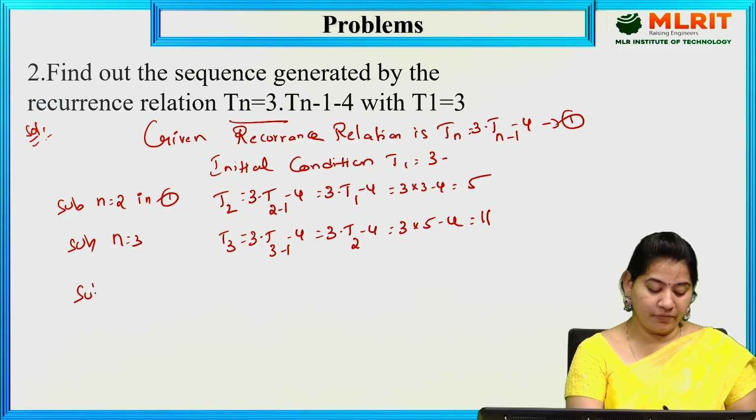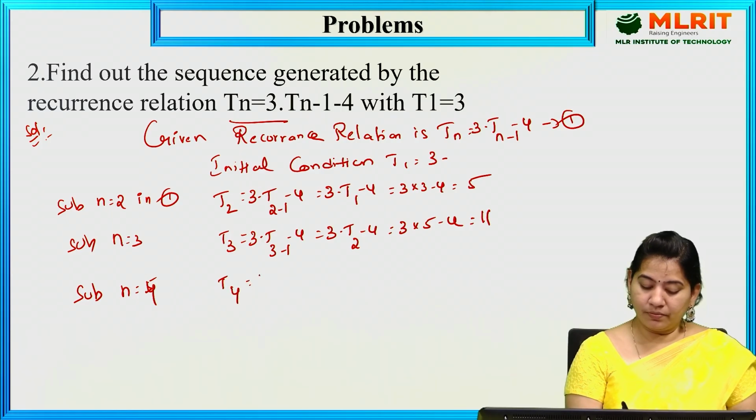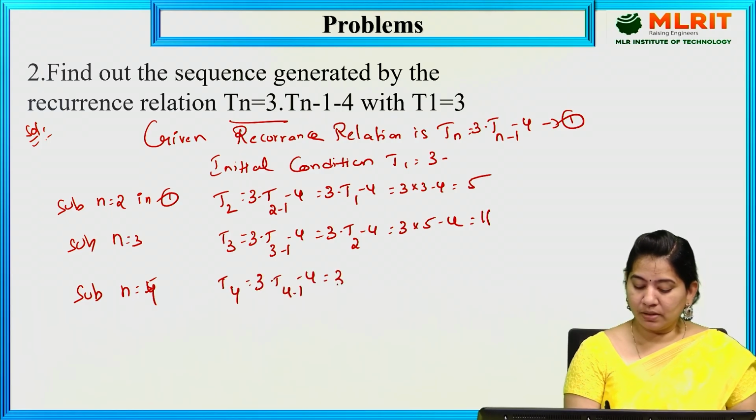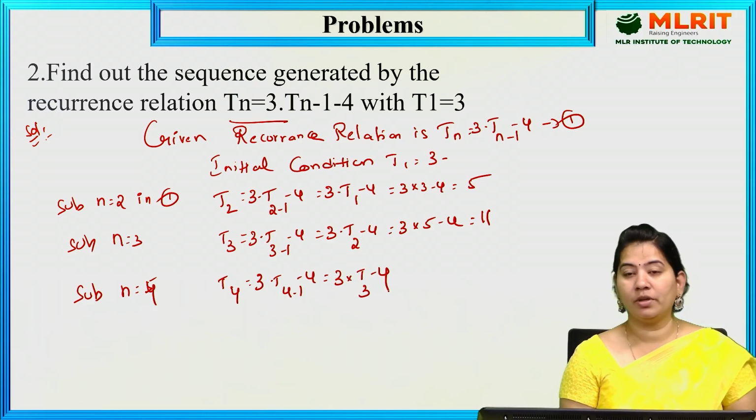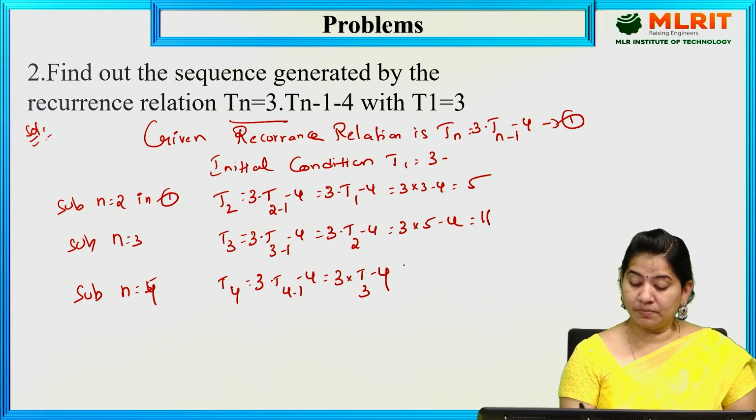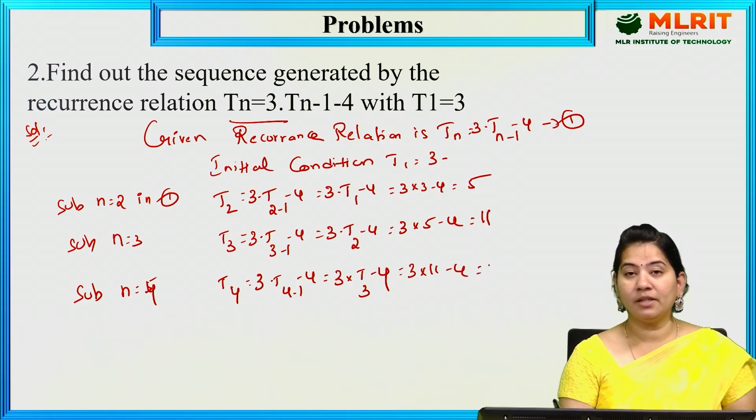In the same way, substitute n is equal to 4. So 3 into T4 minus 1 minus 4. 3 into T4 minus 1, which is T3, minus 4. So here we have 3 into 11 minus 4. 3 elevens are 33, and 33 minus 4 is 29.